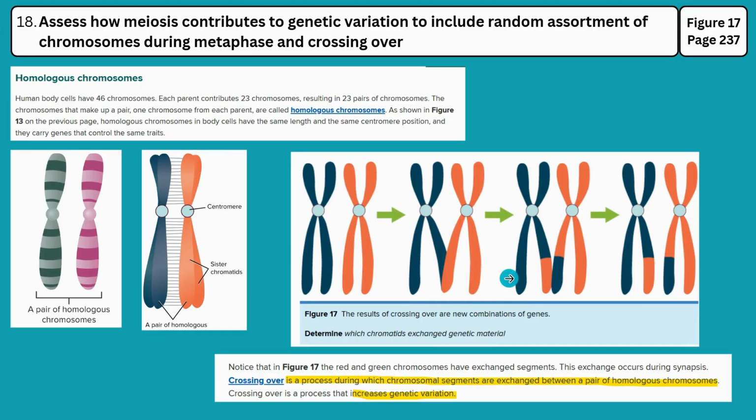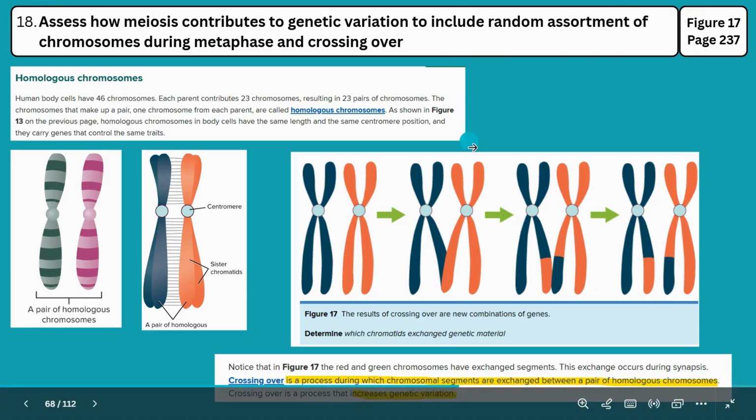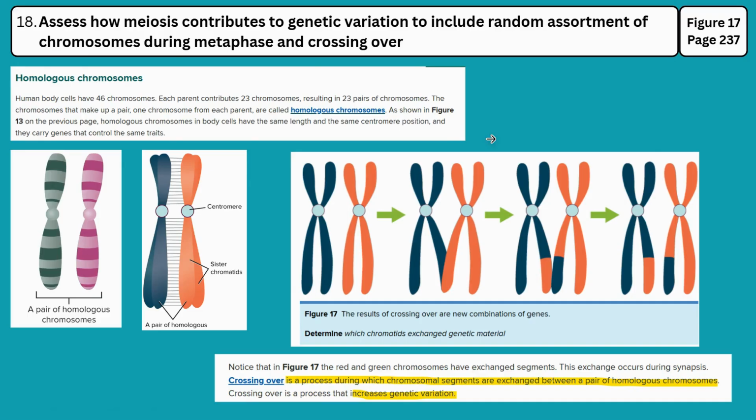Now what's happening here? Crossing over is taking place in the sister chromatids, and they exchange parts. Now they have exchanged the parts, so the traits have changed. They are no longer like this, they have changed their parts. So the red and green chromosomes have exchanged segments.